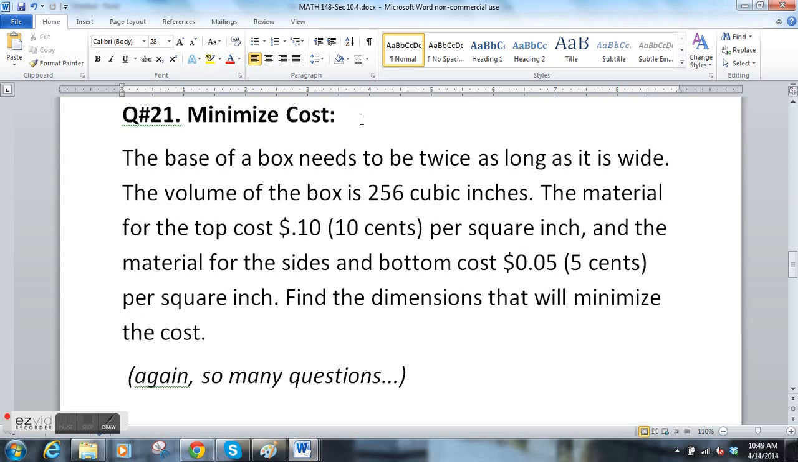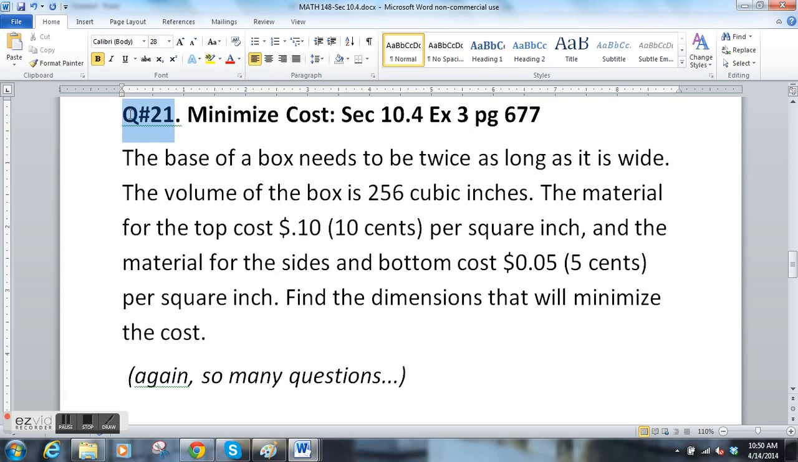Hi guys, this is Math 148 and we're still working on section 10.4, which is maximizing and minimizing in these various situations. And this is a question I wanted to go over that we're looking at maximizing volume. So this is very similar to example number 3 in your book on page 677 of the 10th edition textbook.